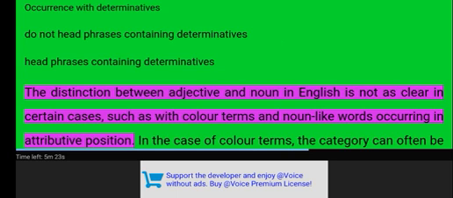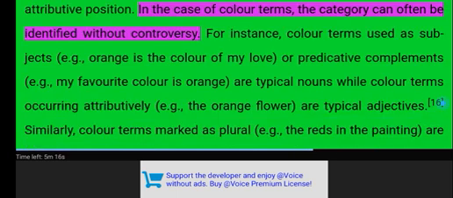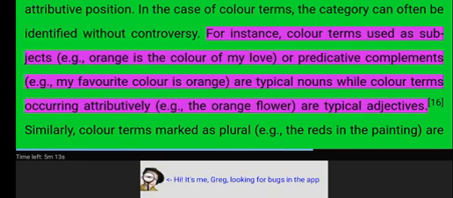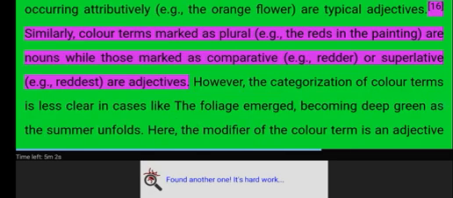The distinction between adjective and noun in English is not as clear in certain cases, such as with color terms and noun-like words occurring in attributive position. In the case of color terms, the category can often be identified without controversy. For instance, color terms used as subjects, e.g., orange is the color of my love, or predicative complements, e.g., my favorite color is orange, are typical nouns, while color terms occurring attributively, e.g., the orange flower, are typical adjectives. Similarly, color terms marked as plural, e.g., the reds in the painting, are nouns, while those marked as comparative, e.g., redder, or superlative, e.g., reddest, are adjectives.